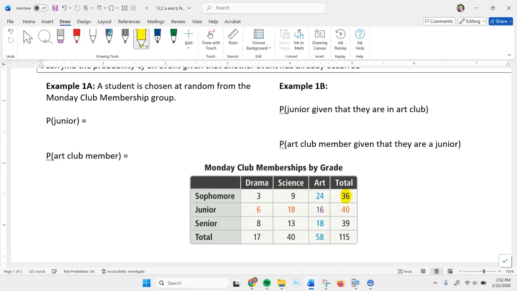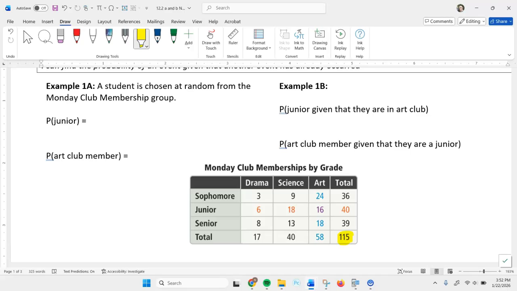We can see that there are 36 total sophomores. We can see that there are 40 total juniors, and so on. We can see that there are 17 students in drama, 40 students in science, and 58 students in art. And we can see that there is a total of 115 students that we're looking at here. So that's how we would look at that table. So the total number of students is 115.